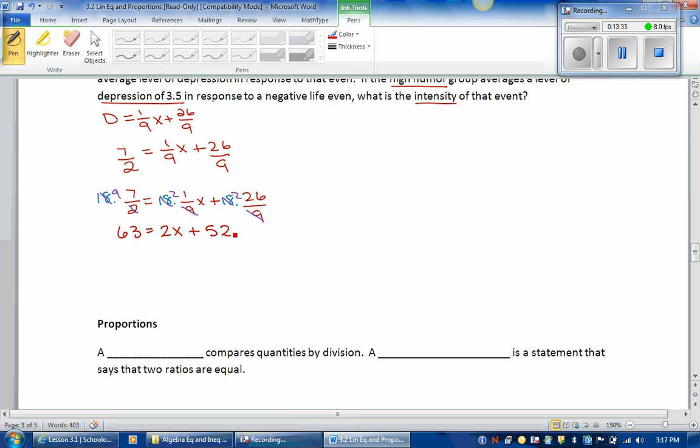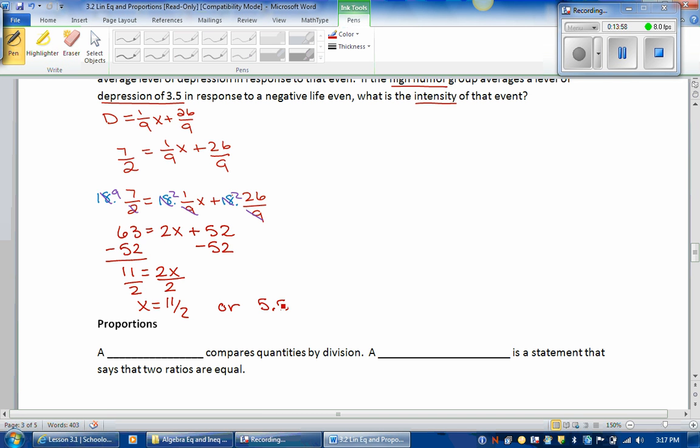Now we want to isolate this 2x, which means I want to move this constant term to the left-hand side. And then isolate the x. X is 11 halves, or 5.5.